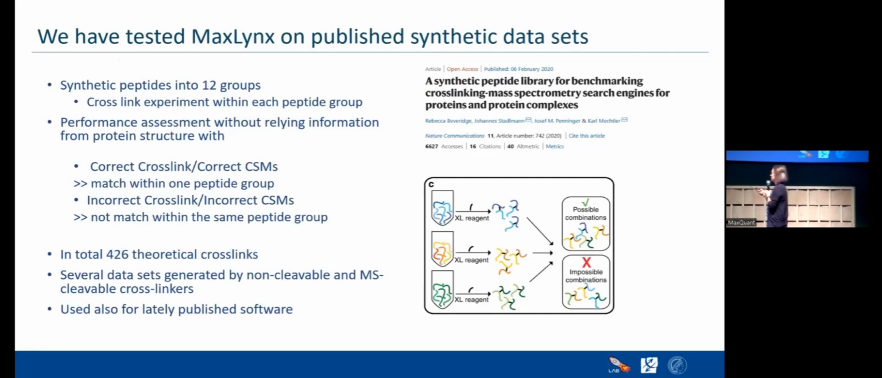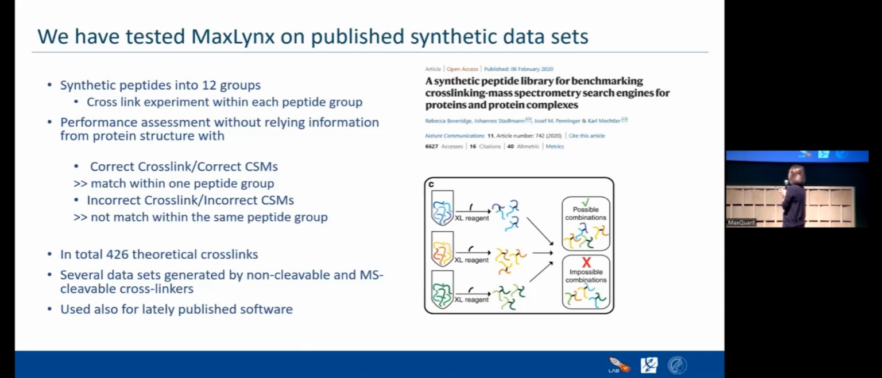So we put them into 12 groups, and for every individual group, we make the crosslinking. So in the end, for every group, we know that the crosslinking here, for instance, happens only within the blue, here only within the orange, here only within the green.